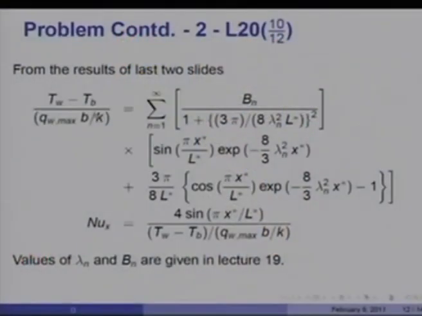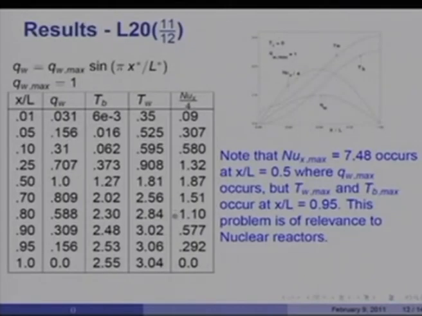So, T wall minus T bulk would simply be different from the previous two slides, and that would read in this fashion. And we then apply Nu x is equal to q wall x, which has been specified as sin pi x, 4 times because hydraulic diameter is 4b, and T wall minus T bulk into all this q wall max b by k. The values of lambda n and b n for constant heat flux cases were of course given in lecture number 19. So, see now what happens.